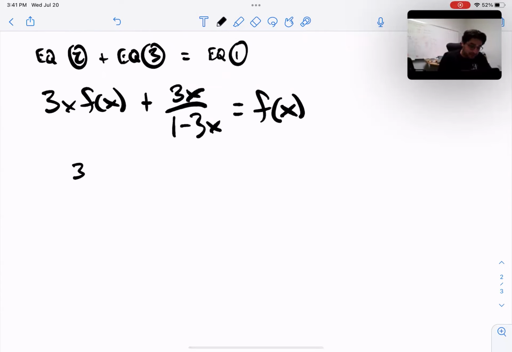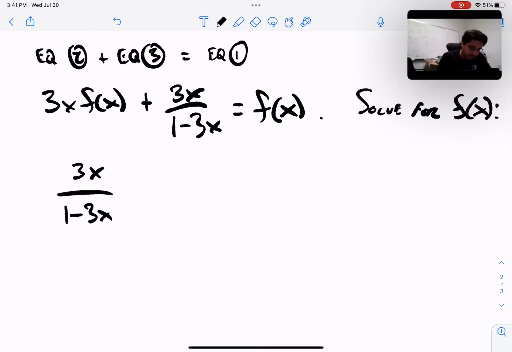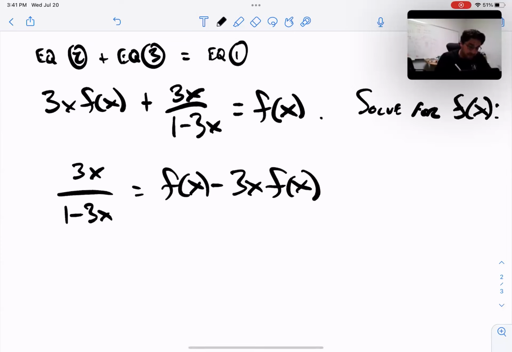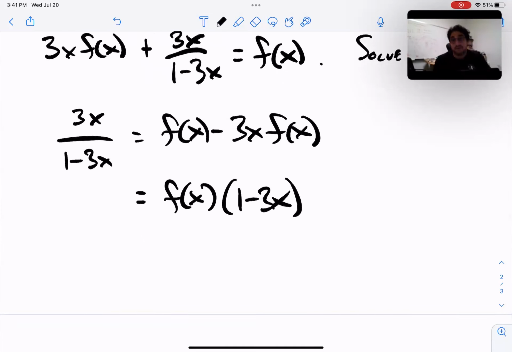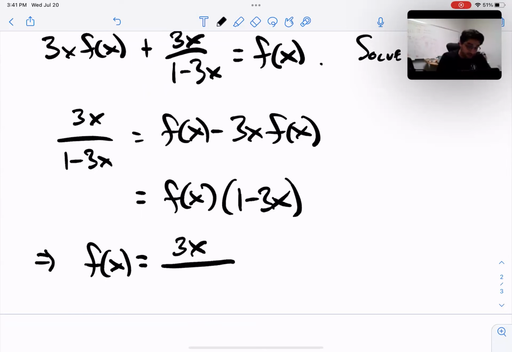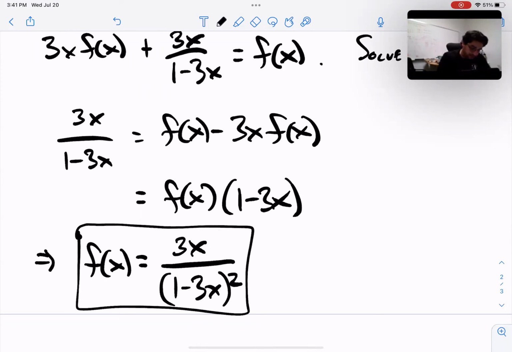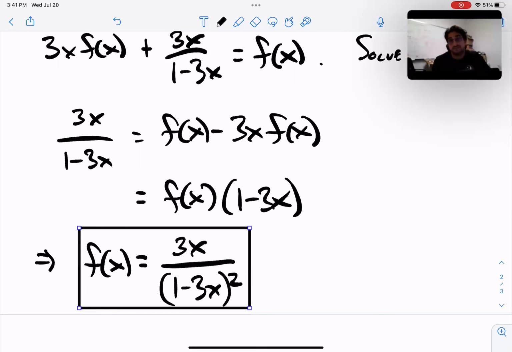So let's subtract, right? We're going to solve for f. So I'm going to subtract this f of x term to get f of x minus 3x f of x. And then I'm going to factor out this f of x. And then I'm going to divide both sides by 1 minus 3x, right? So what do I end up with? I end up with a closed form for the generating function for our sequence, right? It's going to be this, 3x over 1 minus 3x squared.